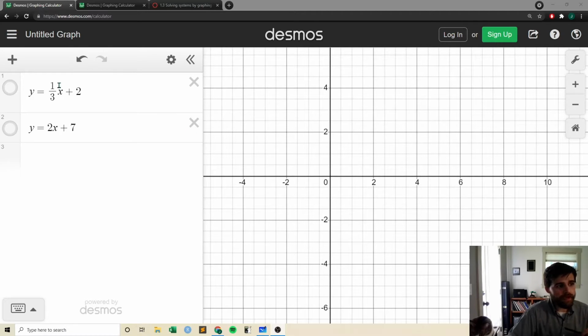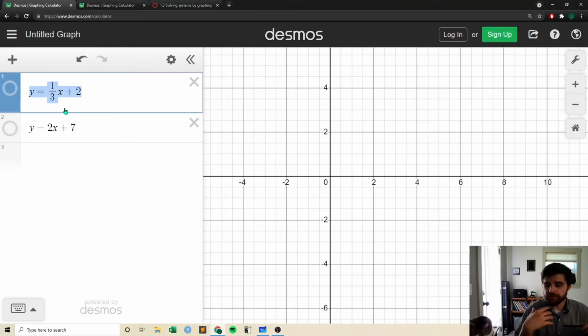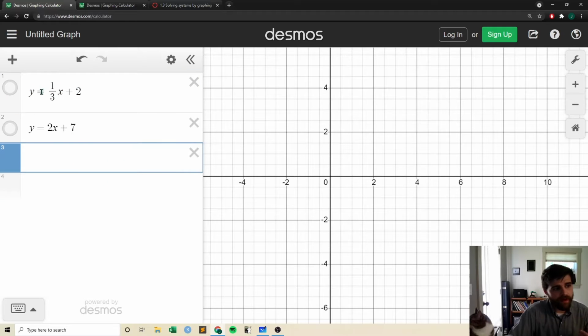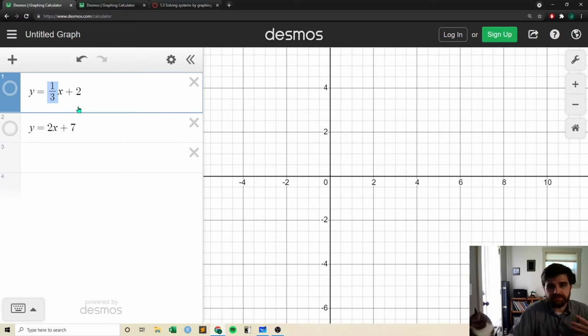So to start us off, basically what we want to make sure we do when we're graphing things by hand, a lot of times we put things into slope-intercept form. That's y equals mx plus b, where m is our slope, the rise over run, and b, the number on the end, the constant, tells us our y-intercept.